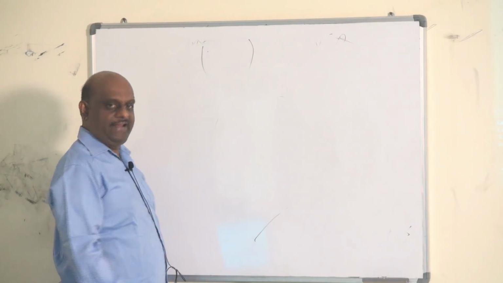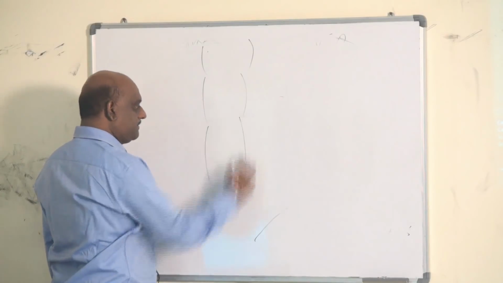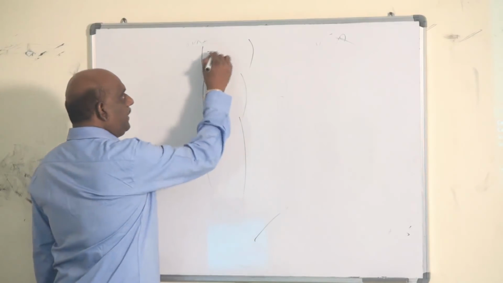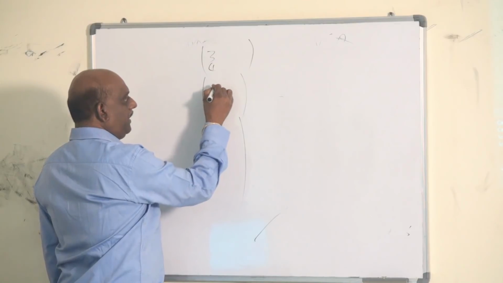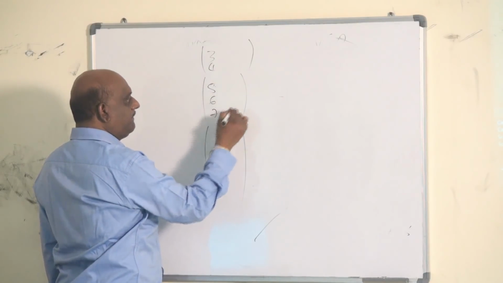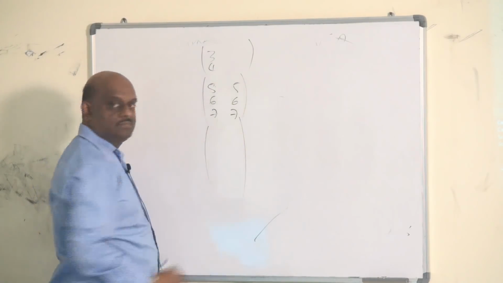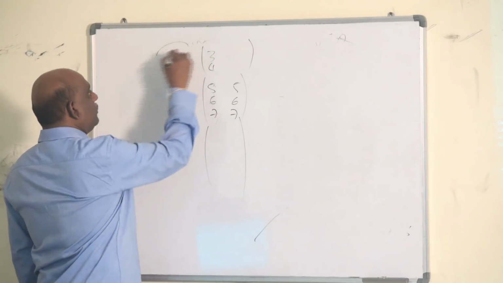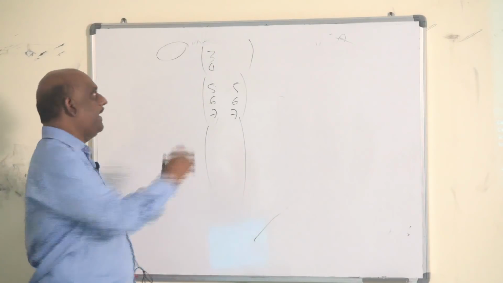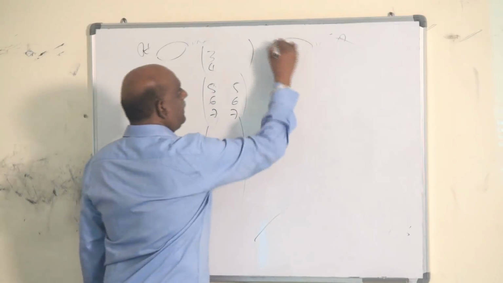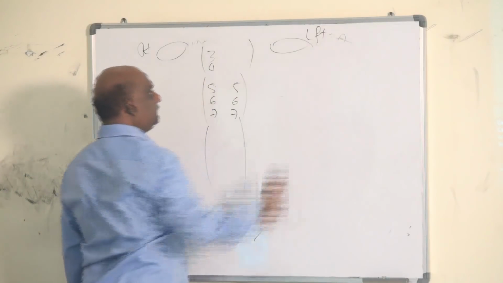Once more. Midbrain, pons, medulla. Here you have third, fourth. Here you have fifth, sixth, seventh. So this is your right eye. This is your left eye.